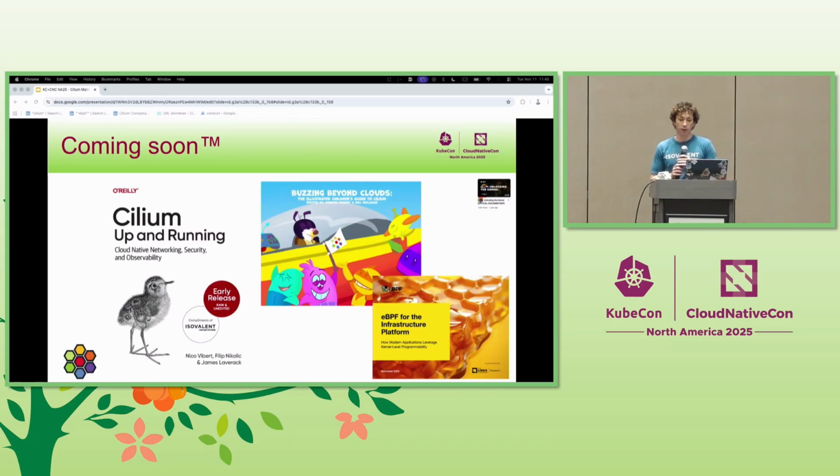Coming soon, we also have a couple of books. There's going to be a Cilium Up and Running book from O'Reilly, a Cilium children's book, and a new white paper from the eBPF Foundation talking about how eBPF is really becoming the language for the infrastructure platform.